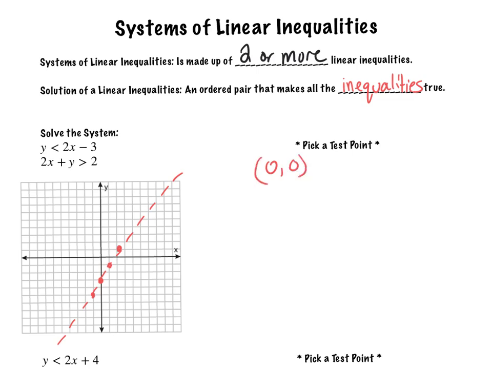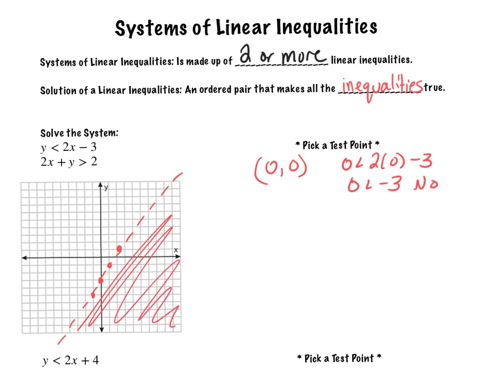Does that work for this line? It doesn't go through 0, 0. So I'm going to plug that in and say, is 0 less than 2 times 0 minus 3, or is 0 less than negative 3? No, right? Negative 3 is smaller. So now when I decide to shade, where am I going to shade? Area 1 or area 2? 2. So I'm going to shade all of that down here.